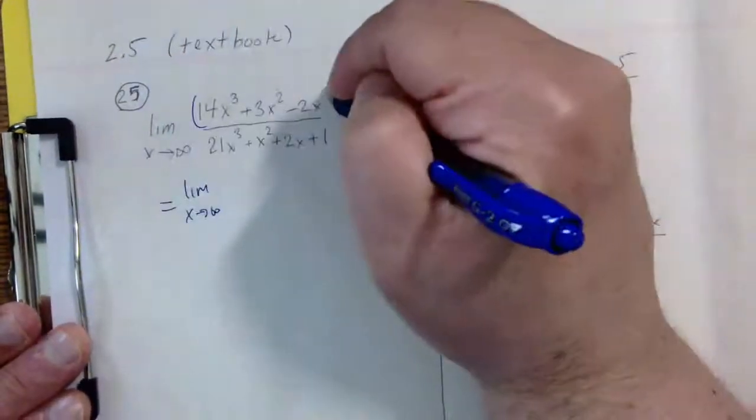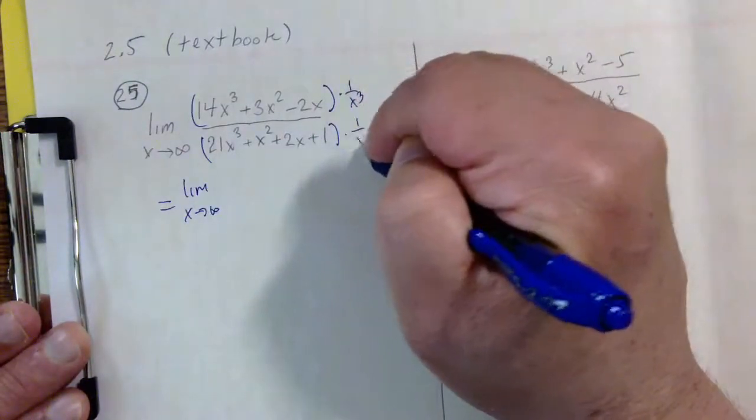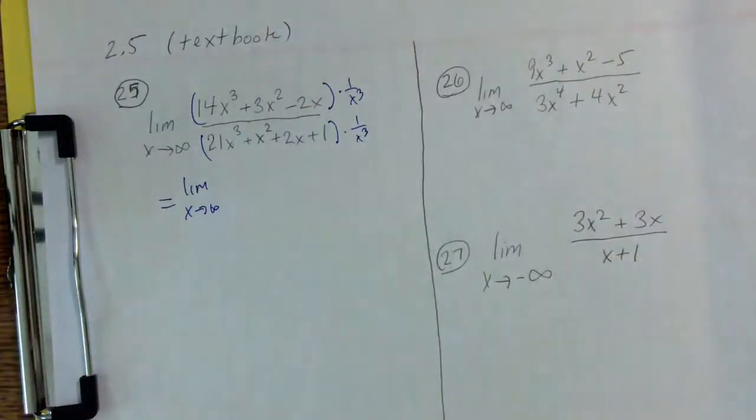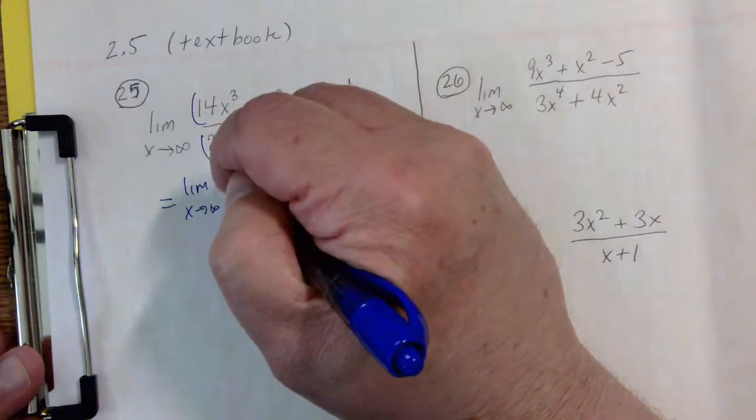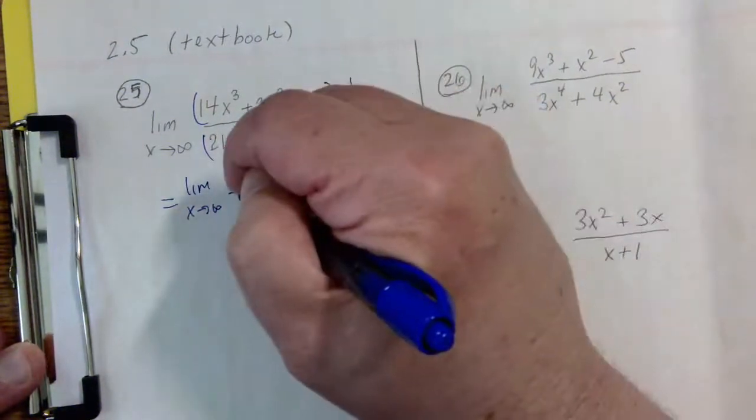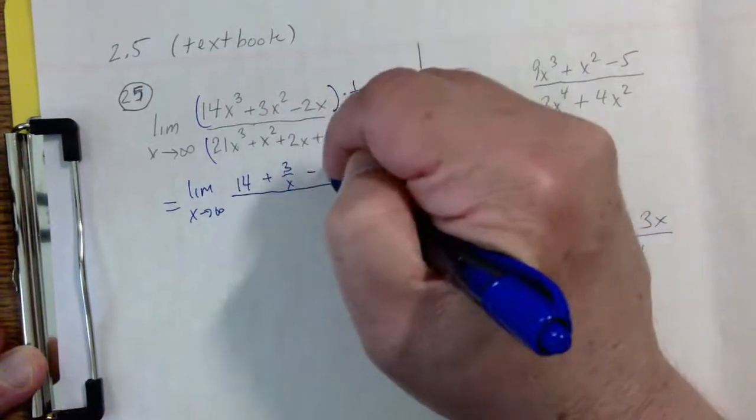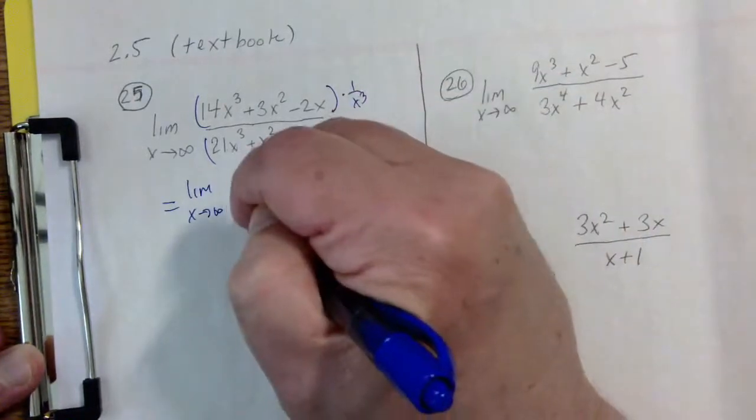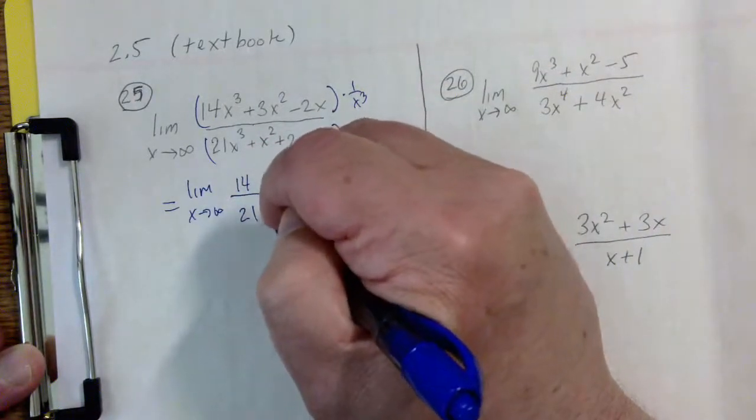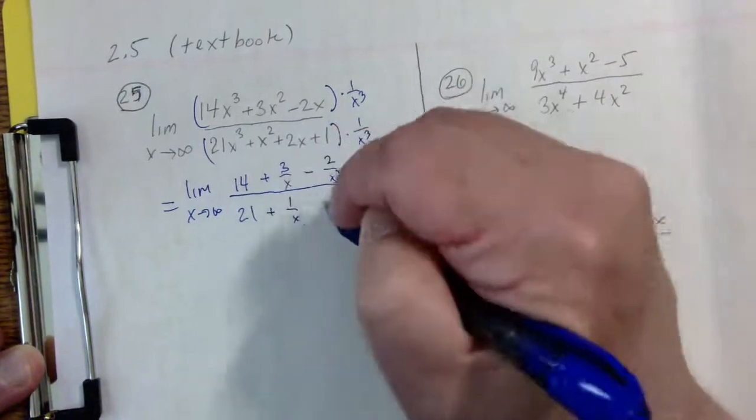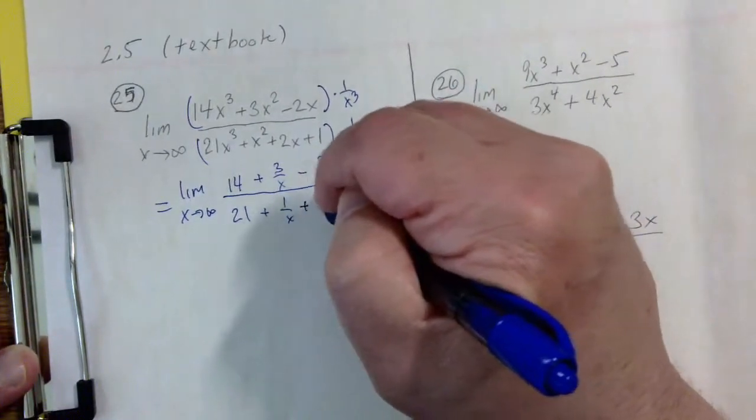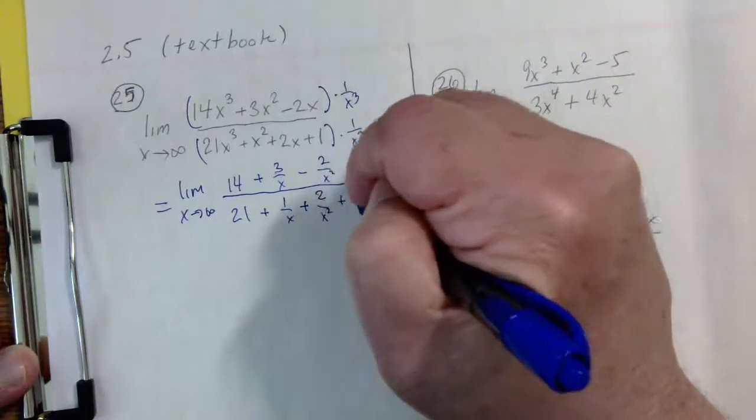So actually, let me go back here. Divide by x cubed, both in the numerator and denominator. Since we're doing the same thing to both numerator and denominator, we're not changing the limit, but it is going to change how we write the expression. So now we're going to have 14 plus 3 over x minus 2 over x squared, divided by 21 plus 1 over x plus 2 over x squared plus 1 over x cubed.